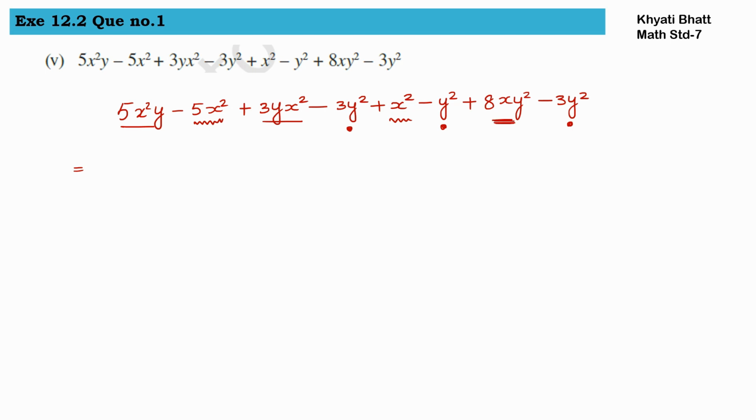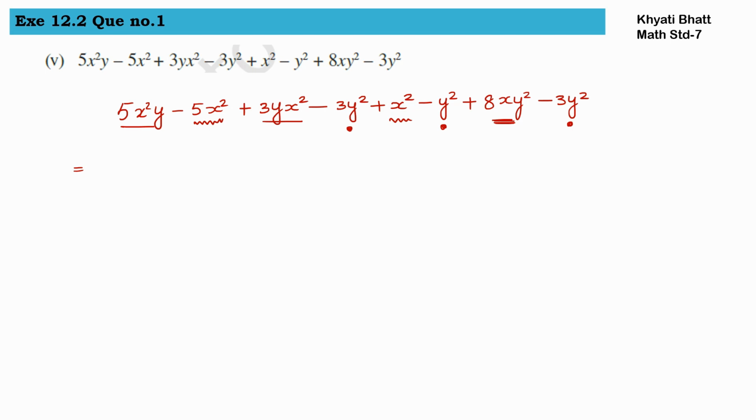Always segregate the terms and solve the numerical. Otherwise you will forget or you will miss out one term and your answer will be wrong. These are simple subtraction and addition numericals. The only thing is we are segregating them as per the like terms. So it is very important that segregation should be perfect.